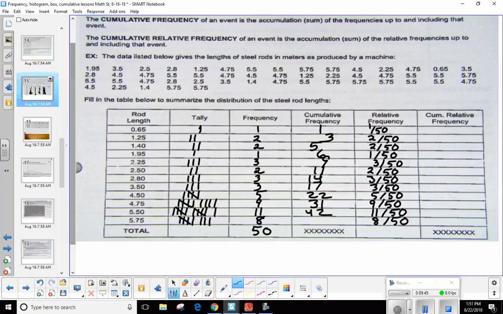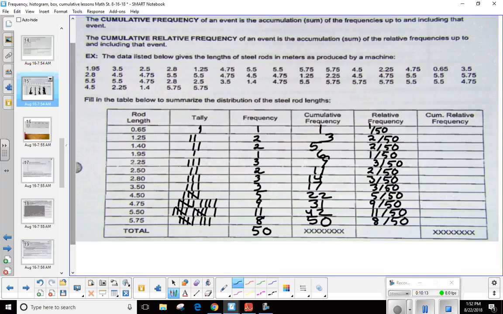42. And 50. And do you notice anything? Okay, we have 50 elements in the set. The very last one for cumulative frequency should be the total number of elements that you're dealing with. So we've already got the relative frequency here because I wanted you to go ahead and see something.